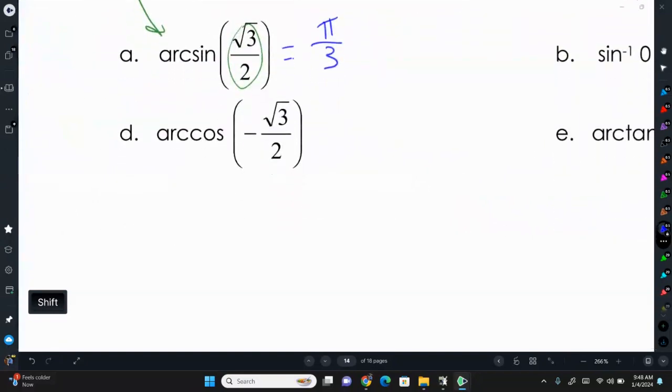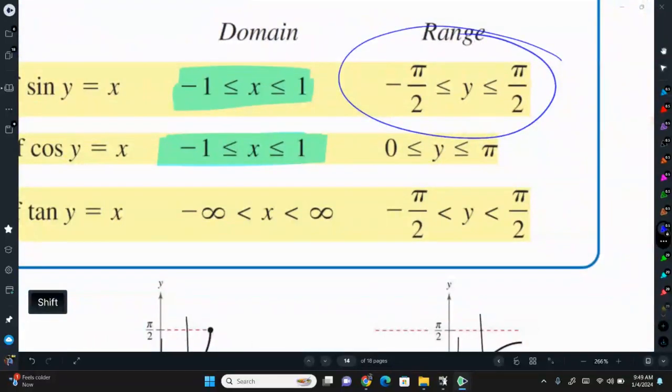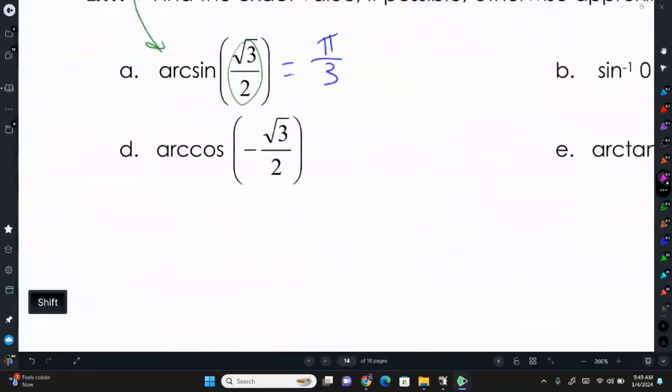Okay, then the arc cosine of negative square root of 3 over 2. So again, what angle gives us a cosine value of negative square root of 3 over 2? On the unit circle, that's positive 5 pi over 6 and 7 pi over 6. However, 7 pi over 6 would be outside of our range. So it's just going to be 5 pi over 6. So it equals 5 pi over 6.